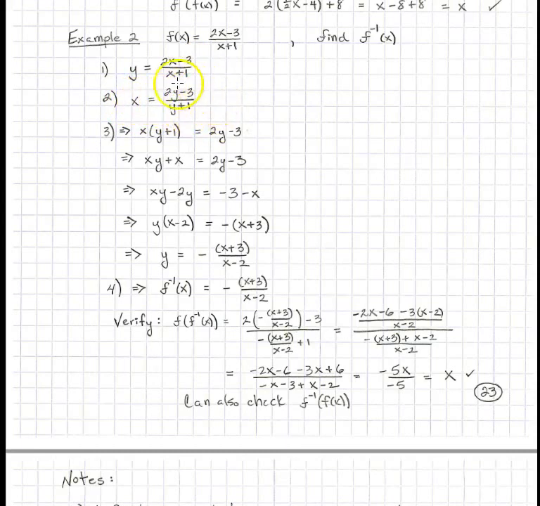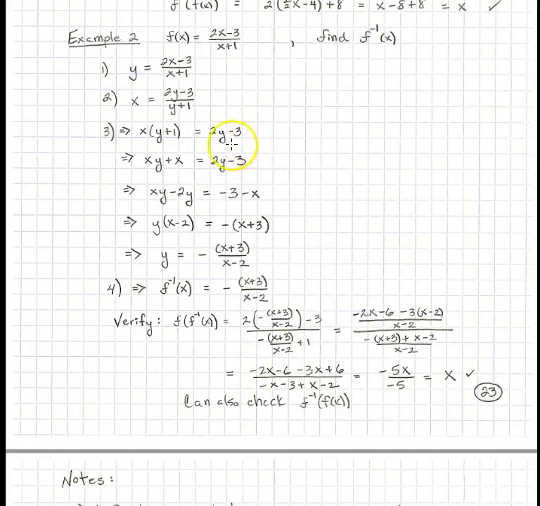Now it becomes a little bit harder algebraically because I need to solve for y, because y will end up being my inverse function. So the first thing I'm going to do is multiply both sides by y plus 1. So that gives me x times the quantity y plus 1 equals 2y minus 3. Now at this point, don't get bogged down in details. Think about what you're trying to do. You're trying to solve for y. So you need to get everything with a y in it on one side of the equation, typically the left, and everything without a y in it on the other side of the equation.